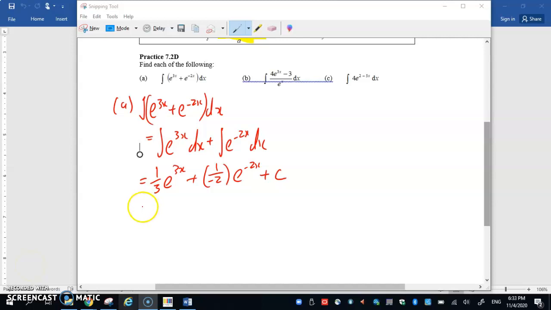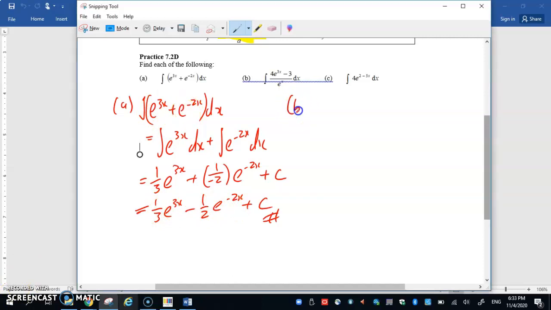What we get is simply equal to 1/3 e to the power 3x minus half e to the power minus 2x plus c, and that will be our answer for the first part. At this point you may notice the effects of chain rule for the final answer. When you differentiate the answer over here, you arrive at this expression here.